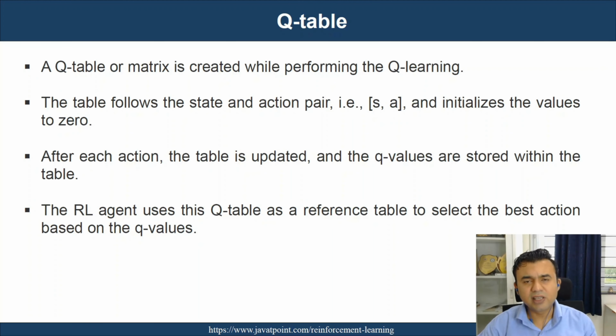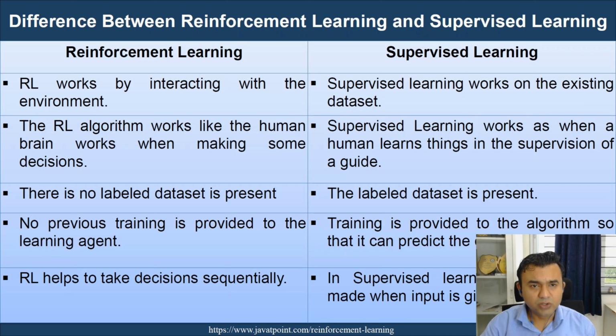The reinforcement learning agent uses this Q table as a reference table to take the best action based on the Q values. So let's say I'm a student and I'm studying. My course could be a 10 semester or 8 semester course, and I have a table. Semester 1, the performance index is 8. Semester 2, it is 7. Semester 3, it is 9, and so on. That is a table, right? Based on those entries, I can change my action so that I can increase my performance index. So that table is useful.